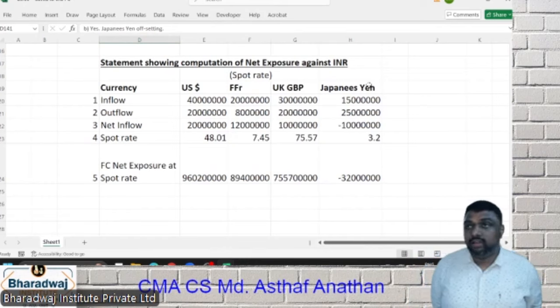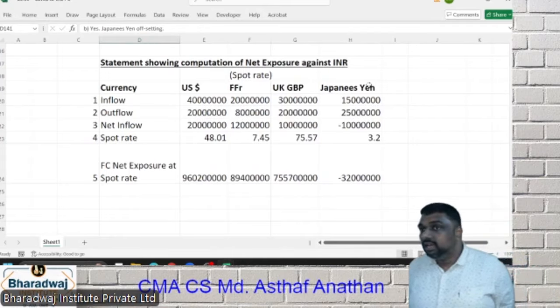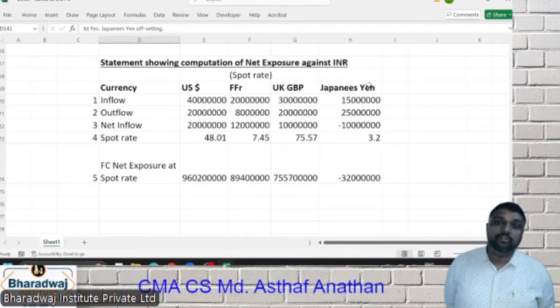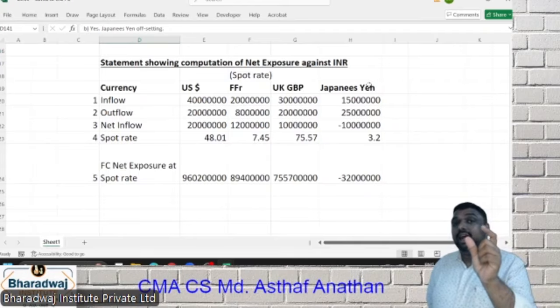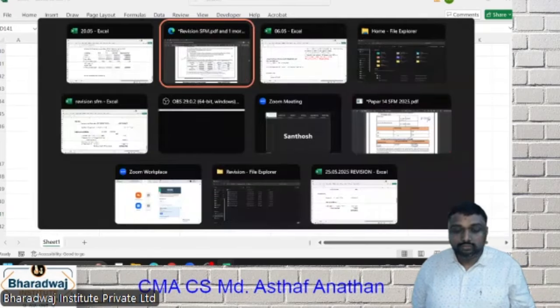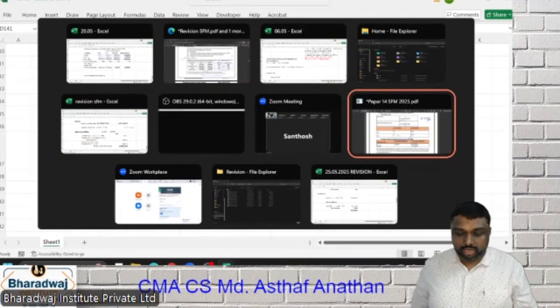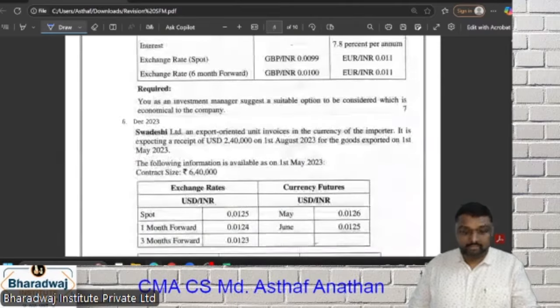So clear, friends? Though I discussed it very shortly, I hope you are clear on this netting off concept. Netting off means you have an inflow, you have an outflow, you adjust both and you take the hedging for the balance portion. With this, we'll go for the revision question. So I know you are ready. We have to go for the first question.